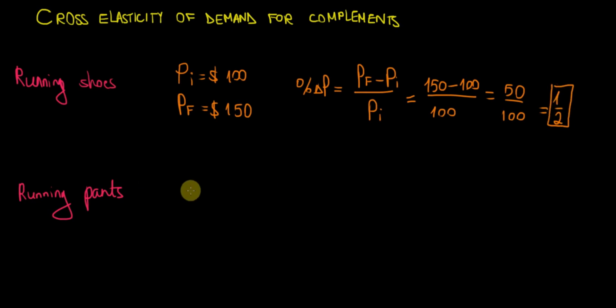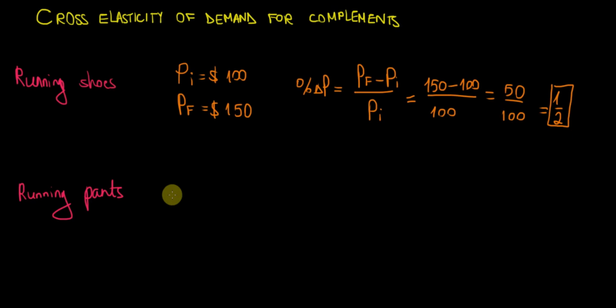Now, suppose that the quantity demanded for pants is affected as well. And how can it be affected? Well, think about it logically now. If the running shoes become more expensive, people would normally buy less running shoes. And because they buy less running shoes, they would also buy less running pants, since they are complementary. So if they need less shoes, they would technically need less pants as well.